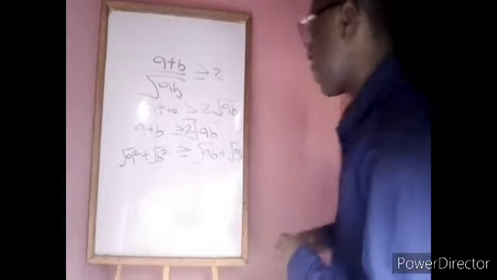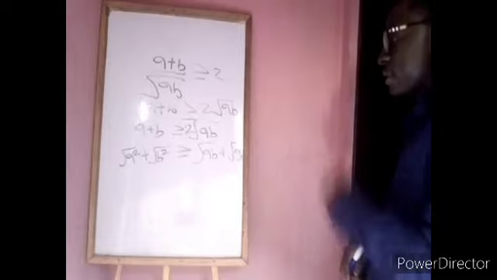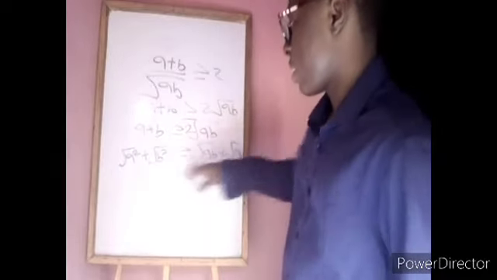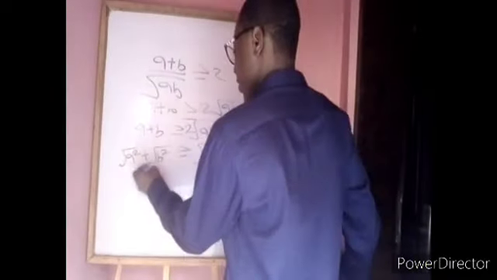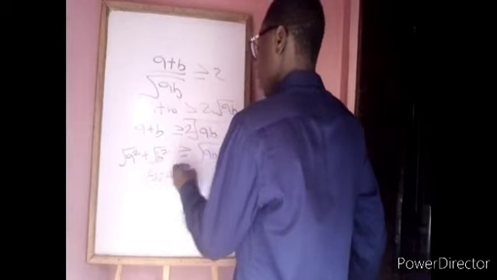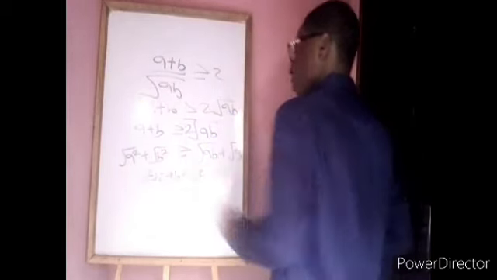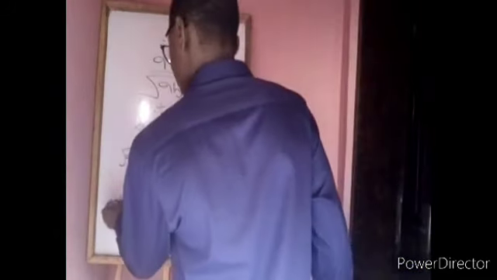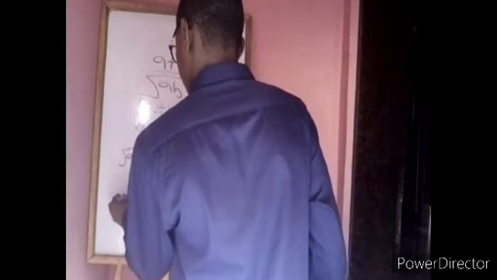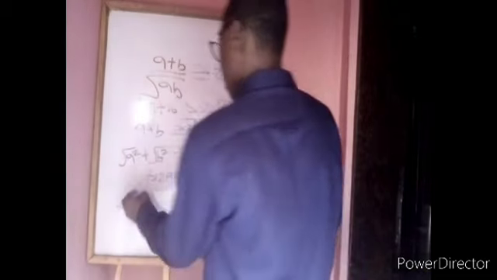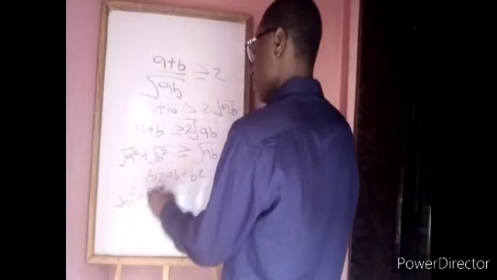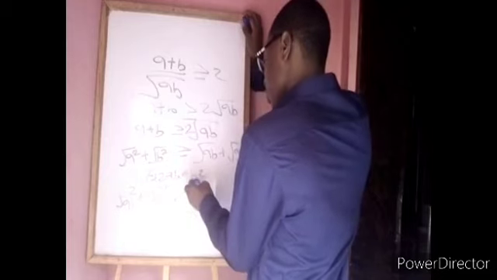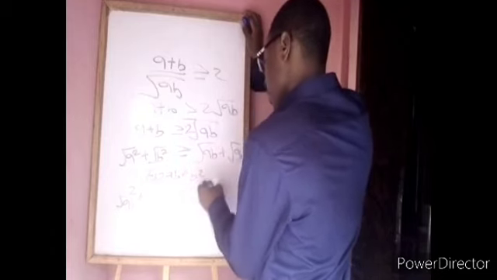But looking at this from a very careful perspective, you will agree with me that this is like the equation where we have a square plus 2ab plus b square. So you agree with me in that case. So this is root a times root a, that's root a squared plus root b squared. That is greater than or equals to 2 root a times root b.